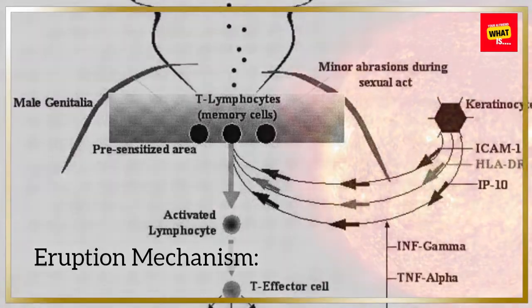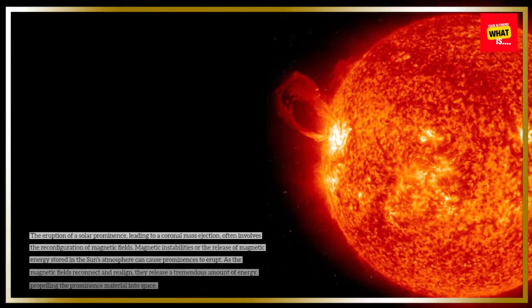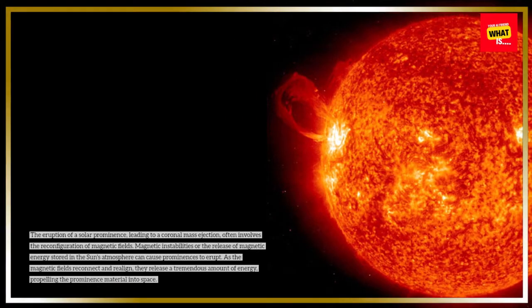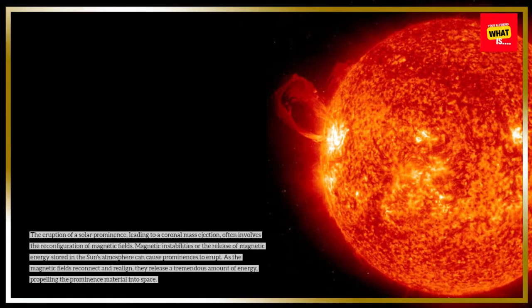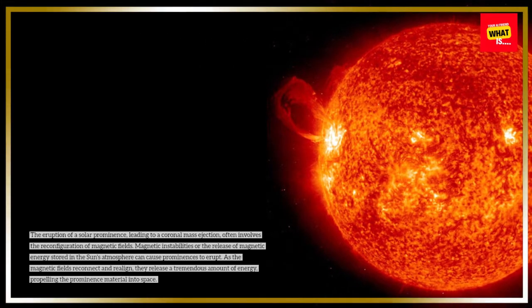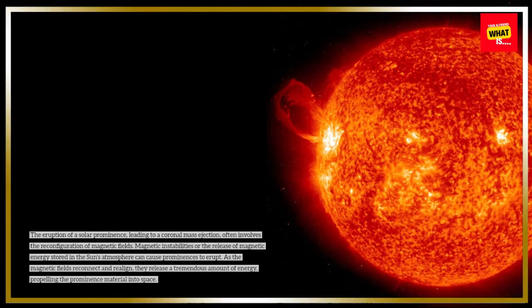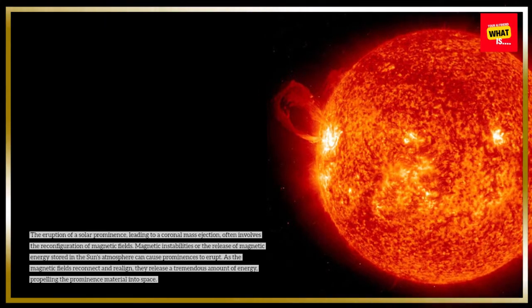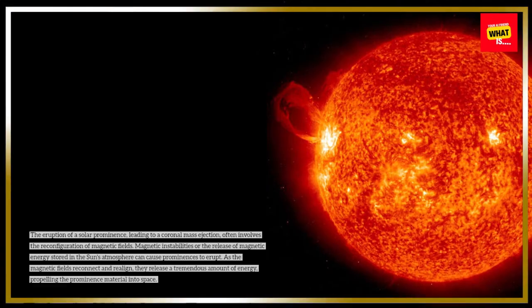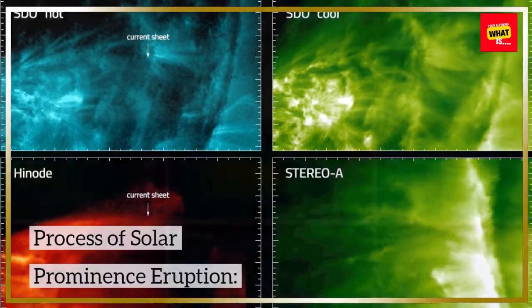Eruption mechanism. The eruption of a solar prominence, leading to a coronal mass ejection, often involves the reconfiguration of magnetic fields. Magnetic instabilities or the release of magnetic energy stored in the Sun's atmosphere can cause prominences to erupt. As the magnetic fields reconnect and realign, they release a tremendous amount of energy, propelling the prominence material into space. Process of solar prominence eruption.